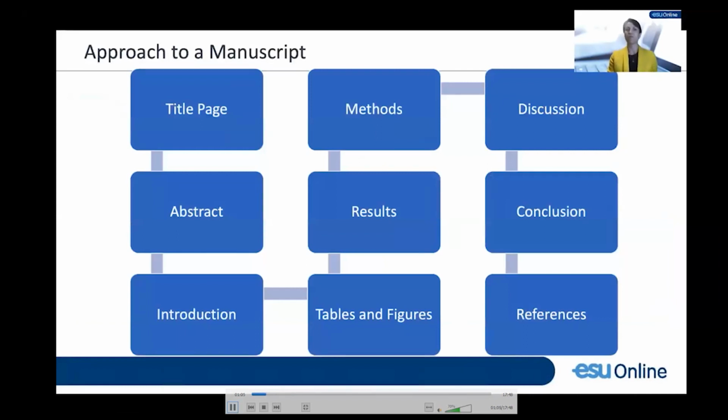And while the approach to the manuscript in general, in terms of how we present it, is very organized and something that we're all very used to seeing in a specific order, starting with title page and abstract, and then moving through the introduction, methods, results, tables and figures, and then on to the discussion and conclusion. Ultimately, when I write a paper, I take a very different tack. And the reason being that I think it's more efficient to do it in a different way.